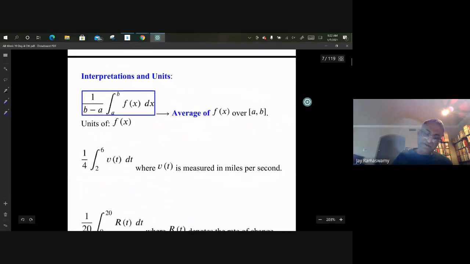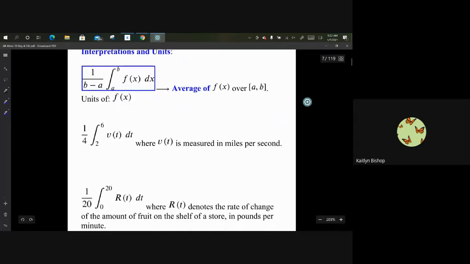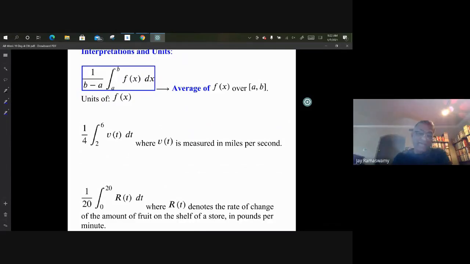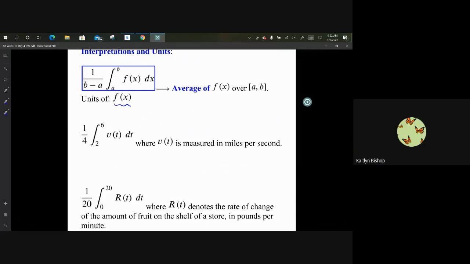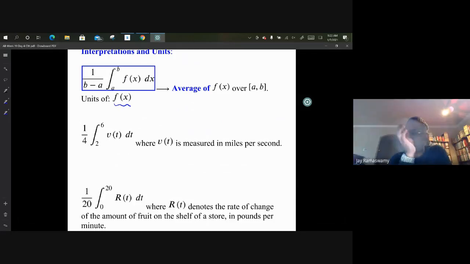Okay, last interpretation, right on page 7. It says 1 over b minus a, integral from a to b of f of x dx. Write down your notes. It's the average of f of x over the interval a to b. And the units is very simple. It's just f of x, just like net change. It's just the unit of f of x. Do not overthink it. So if I asked, what's the average weight? You just give me 150 pounds. Do not say 150 pounds per hour, something weird like that. Whatever the function is, it's just that in units.